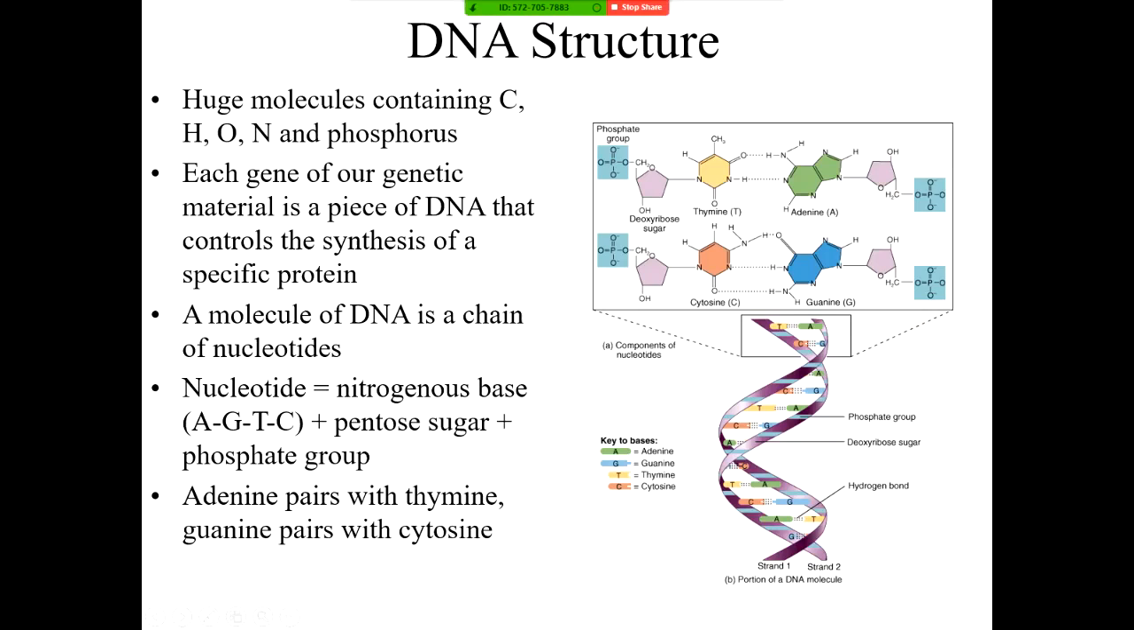The structure itself, here you have your phosphate group. This is your sugar, and then each one of these would be your nitrogen bases. And then we spoke about adenine always pairs with thymine when it's in DNA. Guanine always pairs with cytosine, regardless of if it's in DNA or in RNA.